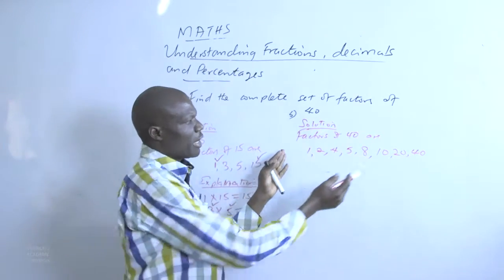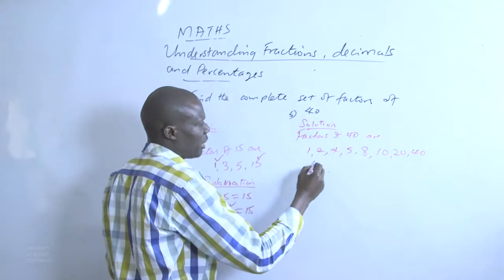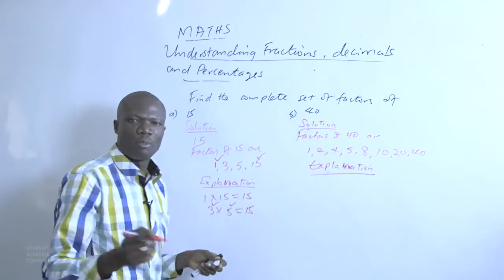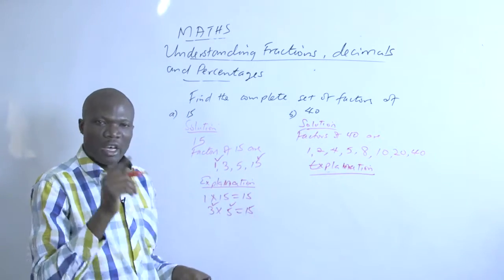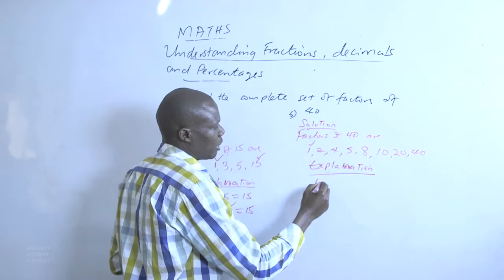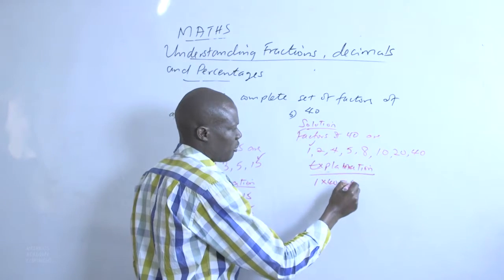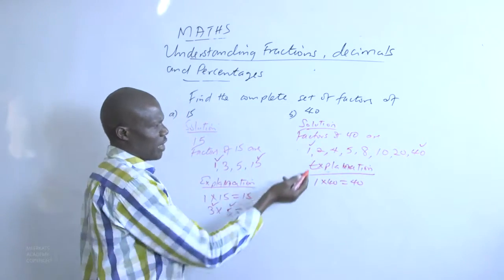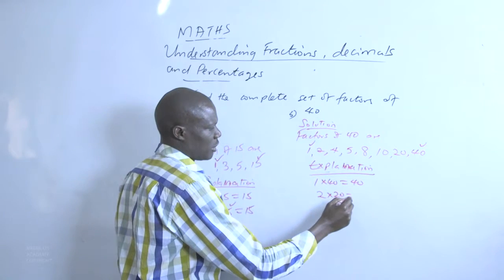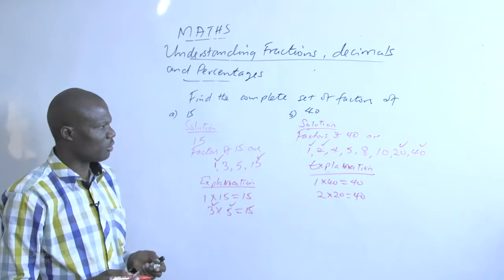Now, taking a combination of these factors, can they give us exactly 40? To explain this, we need to pick several pairs of the factors that we have and see if it will give us 40. Let us start with 1. 1 times 40 is 40. So we've covered 2 factors. The other one we have is 2. 2 multiplied by what gives us 40? It is 20. So 2 is covered and 20 is also confirmed.